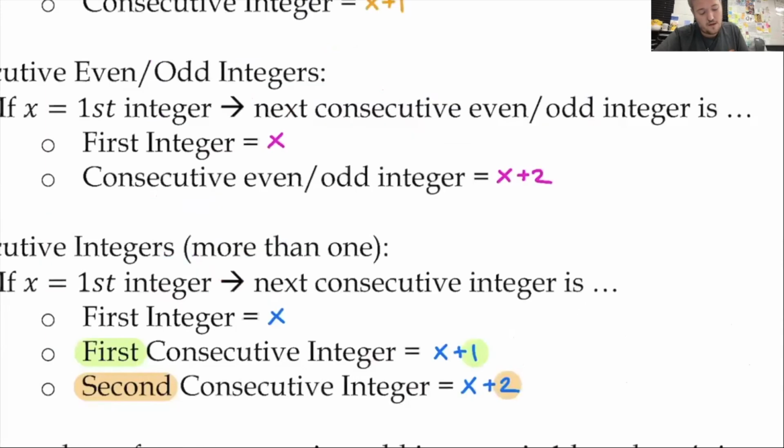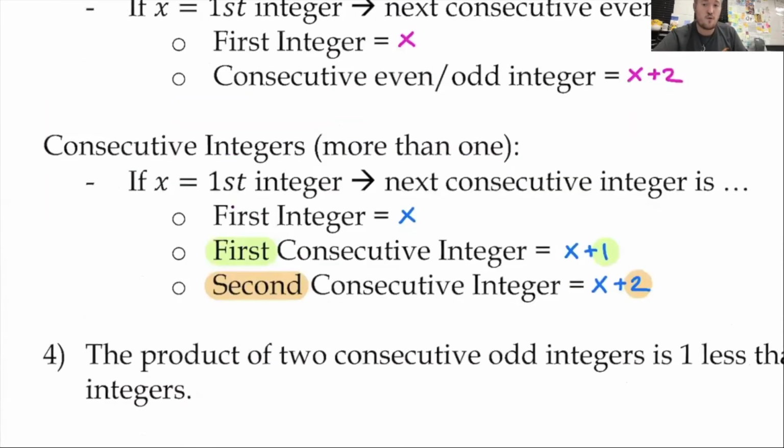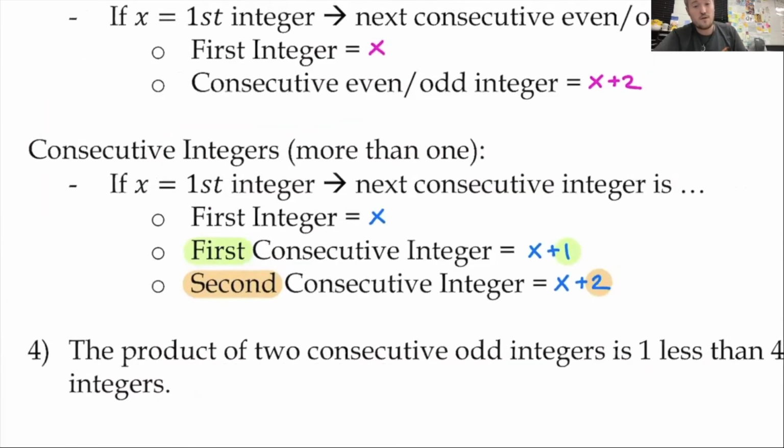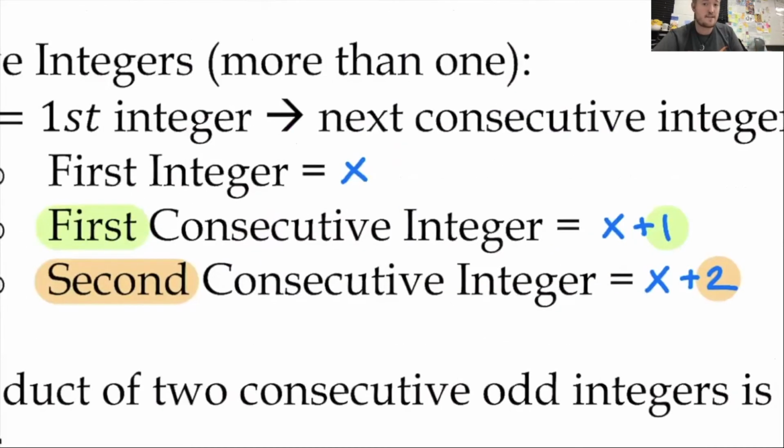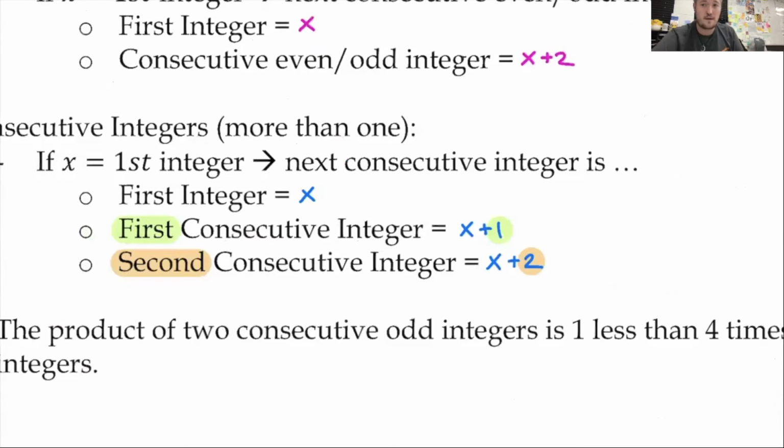All right. And then just if we have more than one consecutive integer in general, so we could do the first value is just x, the next consecutive is plus 1, and then the next consecutive would be plus 2. And then the pattern just continues. So if we want the third consecutive, it'd be x plus 3, fourth consecutive would be x plus 4, and so on and so on.